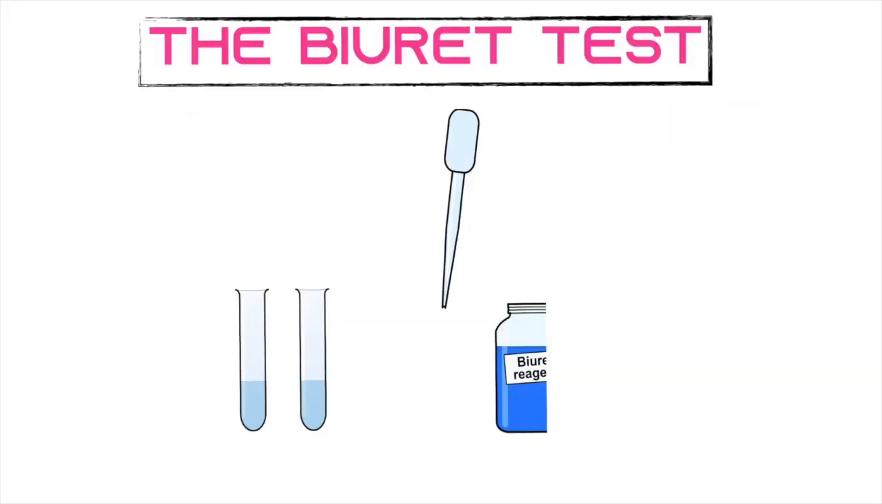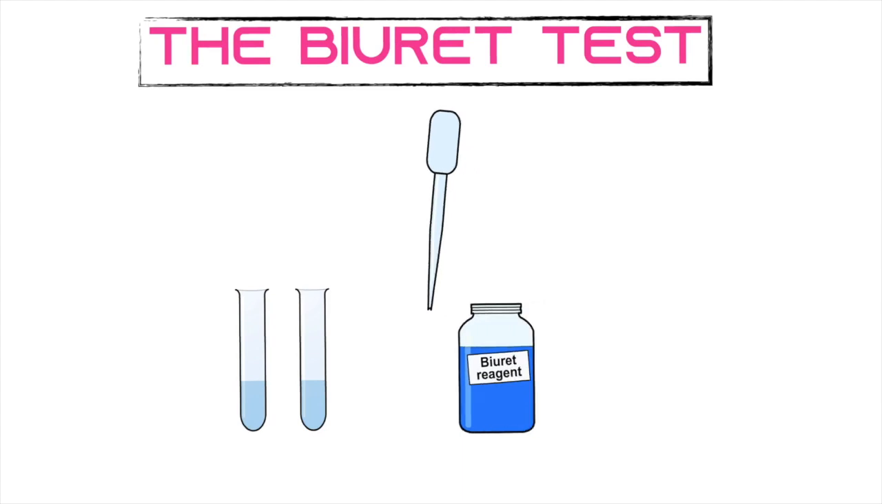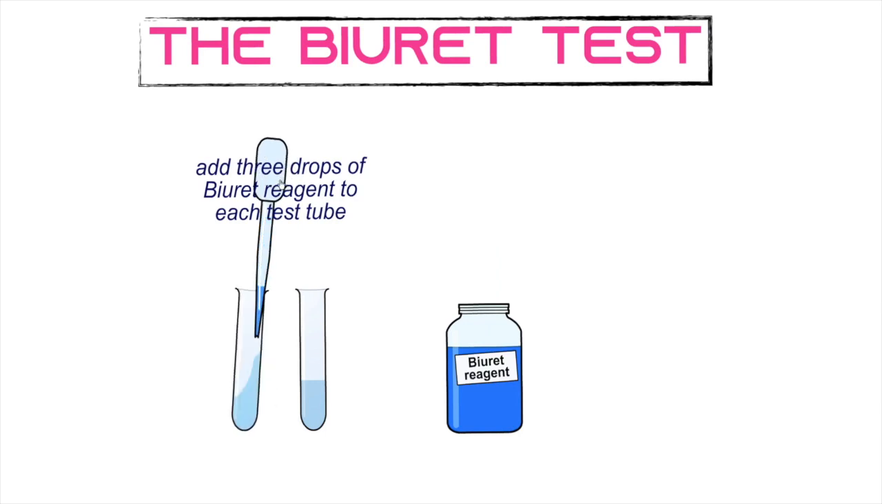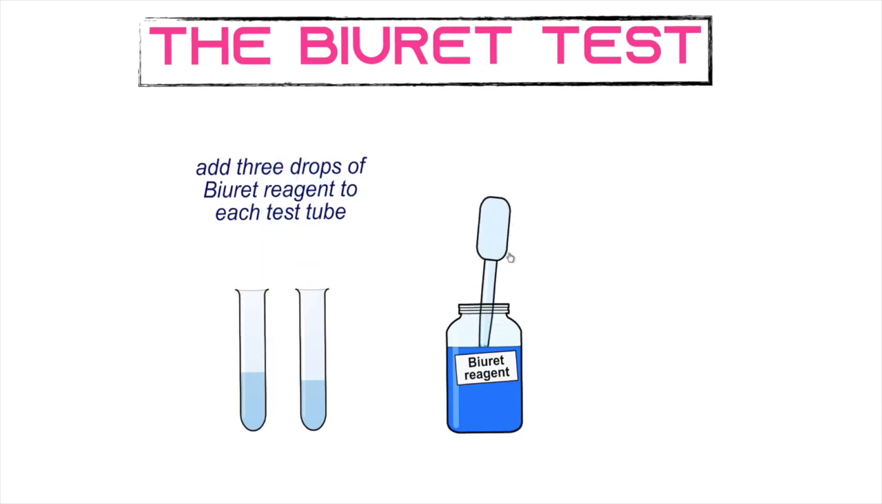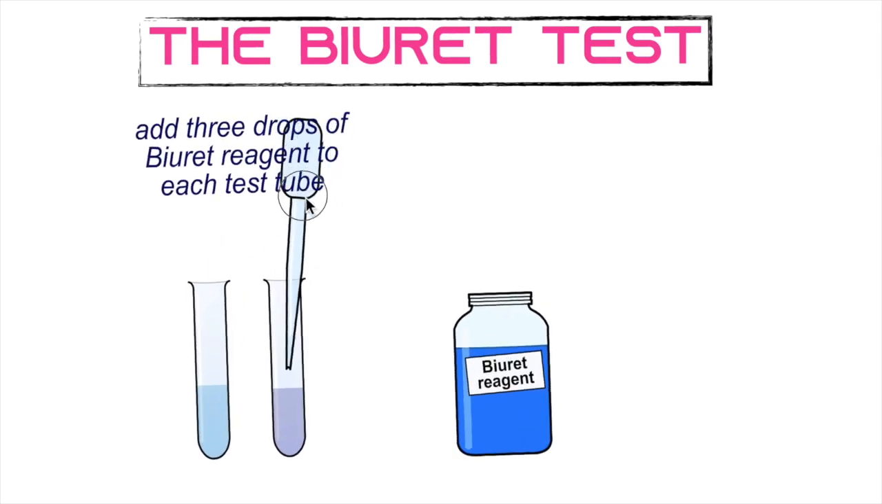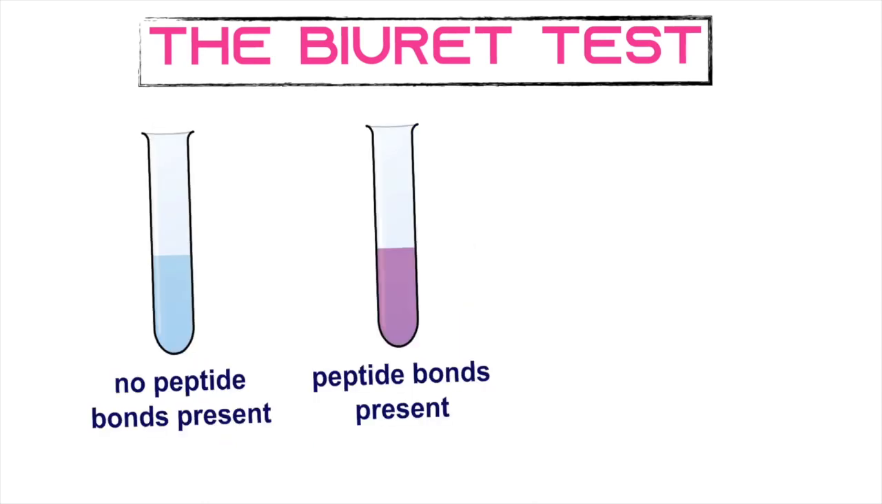The Biuret test is used to test for the presence of the peptide bond. Biuret reagent is added to the protein sample. If the color turns violet or lilac, then there should be proteins in the sample. We could take this test to another level and confirm the results by using a colorimeter.